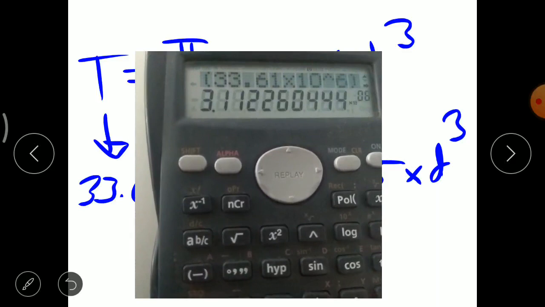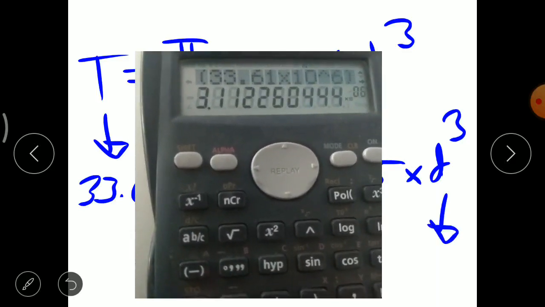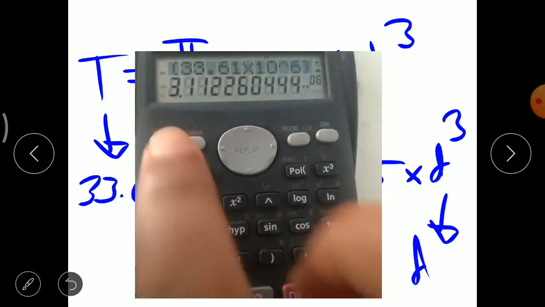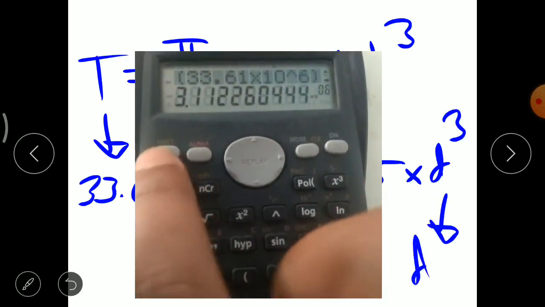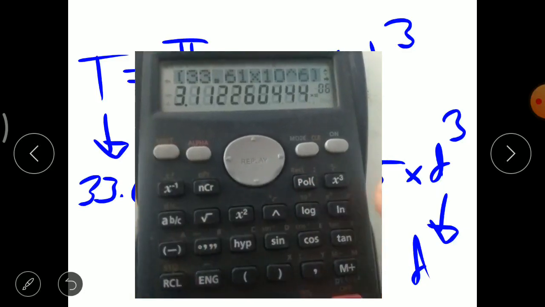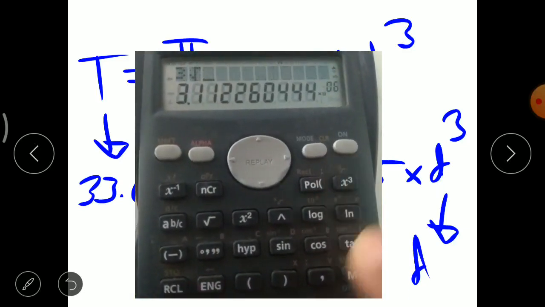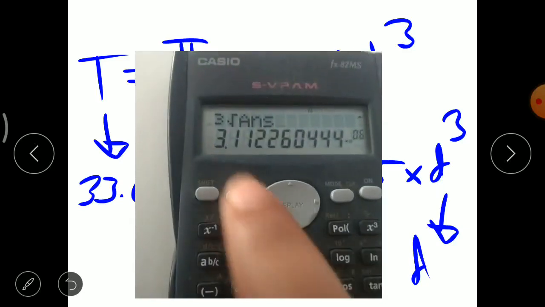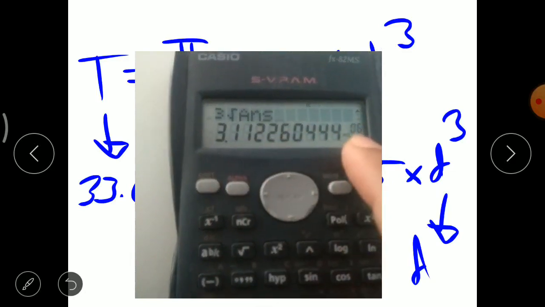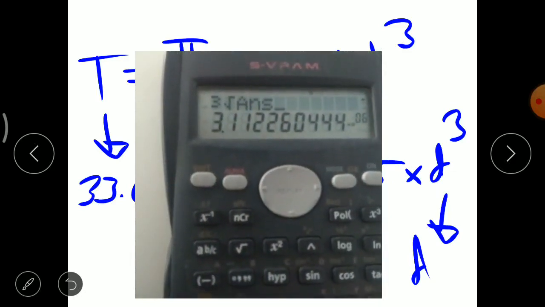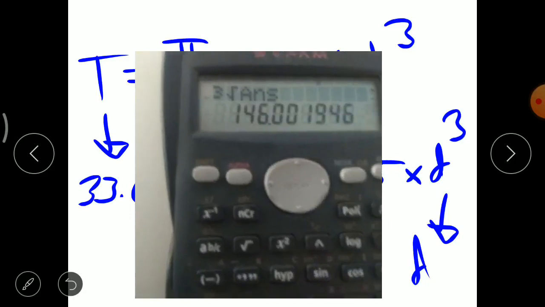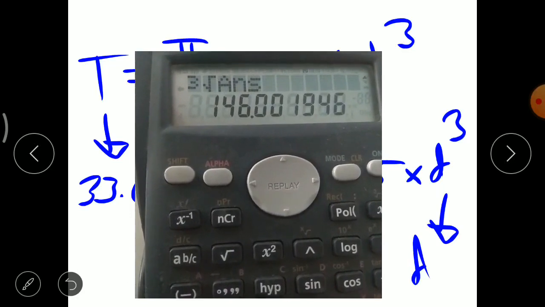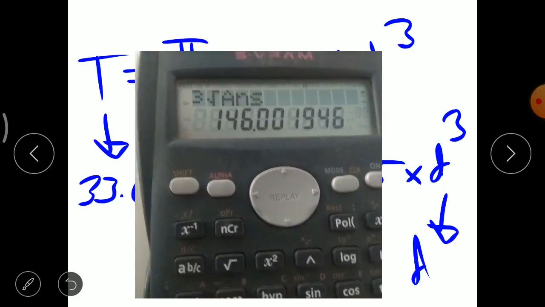But this is the value of d cube only, but I need the value of d. Here you have to simply take the cube root by pressing shift and the cube root button and press answer, that is 3.11 into 10 raised to 6, and press equal to. Here I will get the value of d as 146.00. This is the value of diameter d.